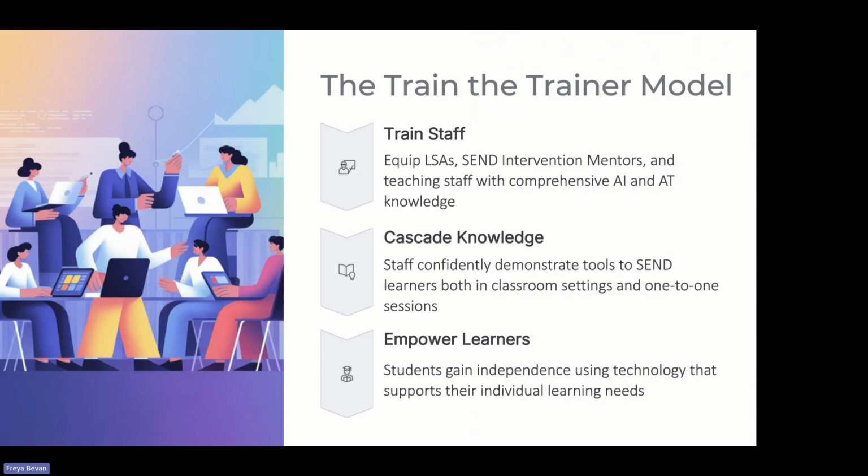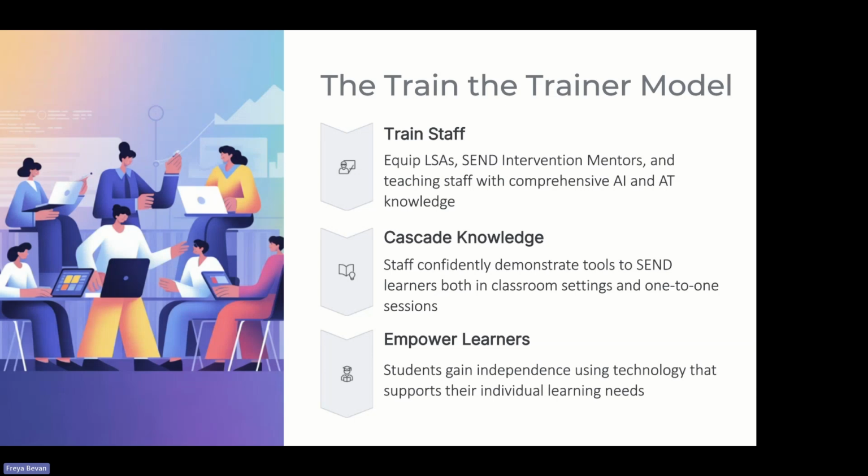Okay, so going through how we promote training of these different tools. Generally speaking, as a digital learning team, myself and my colleagues, we implement the train the trainer model. This means, for instance, first of all, training our staff, our teaching staff or our support staff, such as our learning support assistants and SEND intervention mentors, on how to best implement and use these tools, how best to promote and guide our SEN learners into using them in the most effective way possible for them.